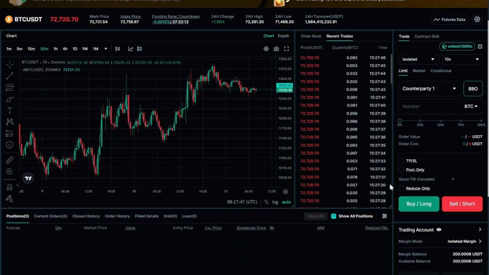We also have a few more customizations down here. We have take profit and stop loss. This lets you automatically close a trade at certain prices. A take profit locks in profit when price moves in your favor, and a stop loss cuts your loss if price goes against you. It helps manage your risk and automate your exits.